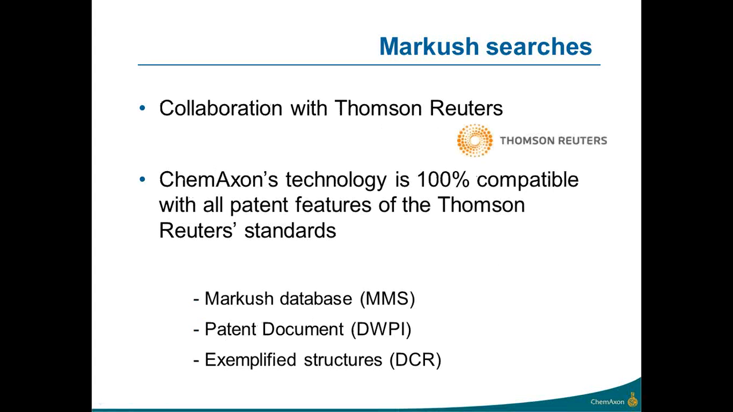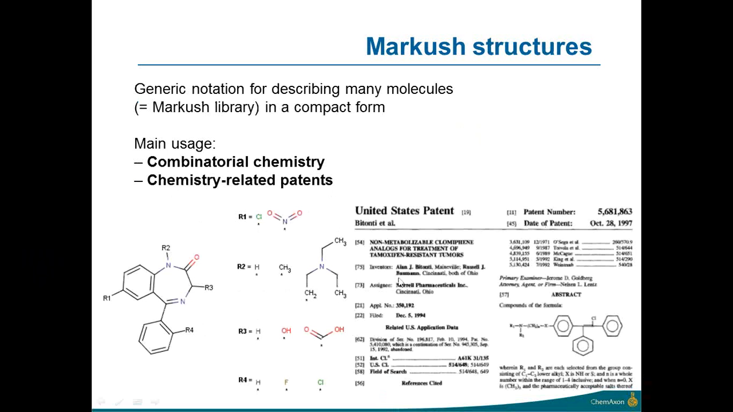And also I'd like to mention that we have a collaboration with Thomson Reuters, and our technology supports 100% and is compatible with all the patent features in the Thomson Reuters databases, including the Markush database, the patent document, and exemplified structure databases as well. Here is just a simple example of a US patent where you can search for complex queries. You can see that I have multiple R groups, and I can define what each R group can contain. We'll see that in a minute.